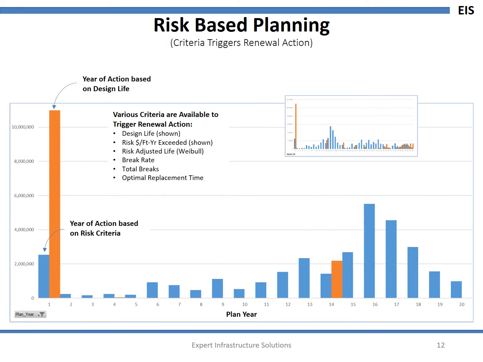So those results then can be looked at along a time scale here. So they're consolidated into a long and a short-term plan. Now note that the blue bars indicate assets exceeding risk threshold criteria year over year and their respective renewal costs, whereas the orange bars indicate renewal based strictly on design life. So there's a big difference here. So you can see in this case that the risk-based renewal approach provides a more levelized projection of investment cash flow based on risk thresholds and not just design life.